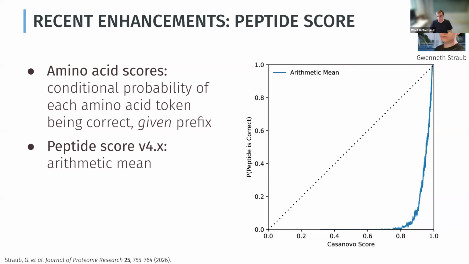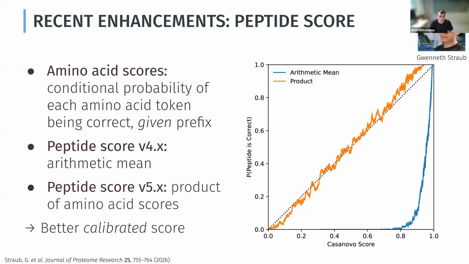An important downside of this is that this score is not really calibrated. And what does that mean? Well, here on the x-axis, we see the Casanovo score, and on the y-axis, the probability of a peptide being correct. And you can see that even for very high Casanovo scores in the range 0.8 to 0.9, the probability of the peptide being correct drops very quickly. So as a consequence, people would need to set really high thresholds, like 0.999 even, to try to avoid false positives.